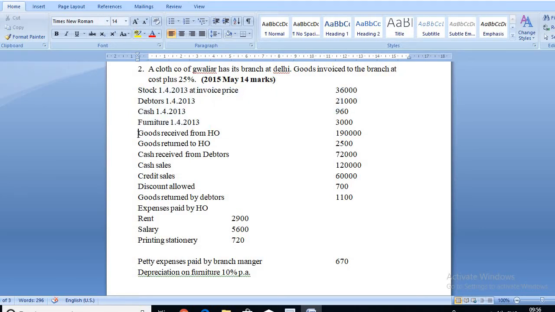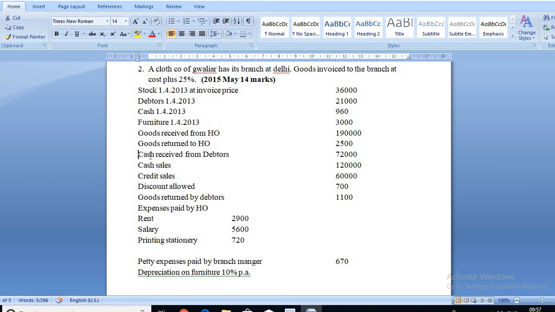And the next transaction is goods received from head office. Here branch is receiving goods from head office. If anything is received by branch, that should be debited. If anything is given by branch, that should be credited. So here branch receiving goods, that should be debited. And the next one, goods returned to head office. Here branch returning some portion of goods to head office, that should be credited.